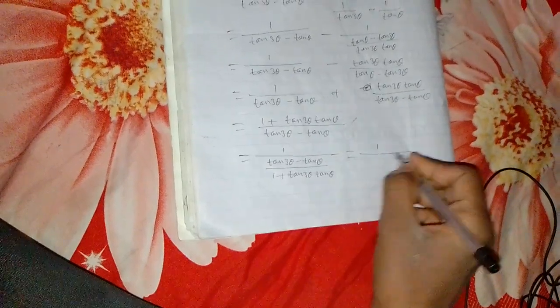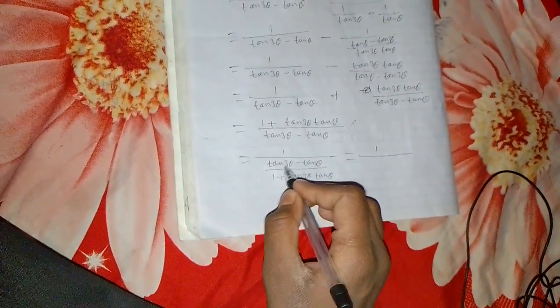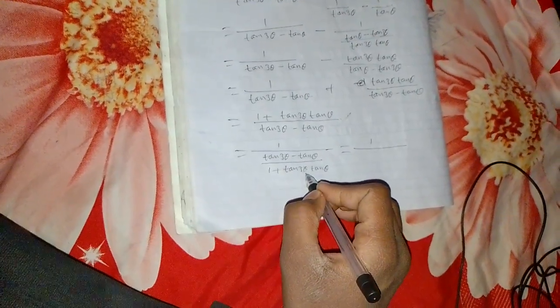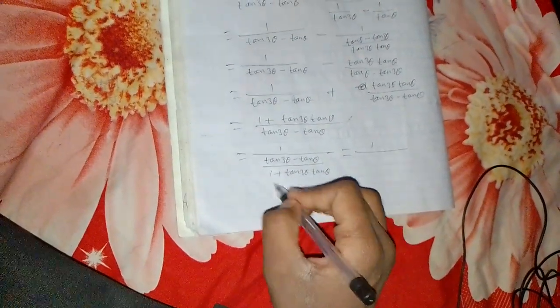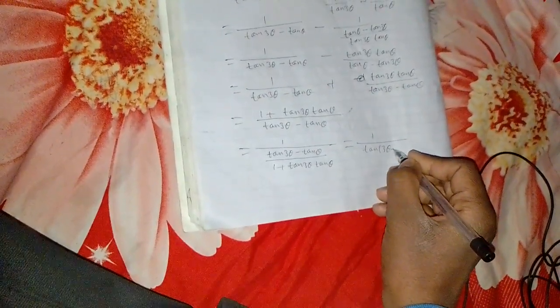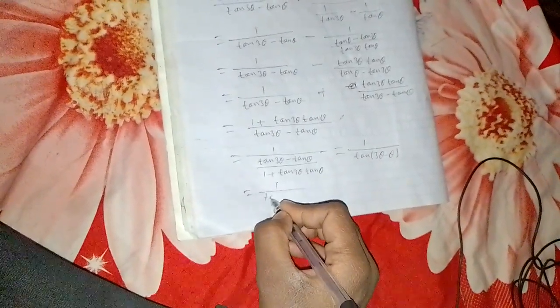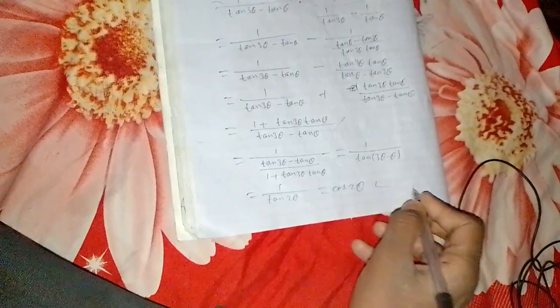Now this will be equal to 1 over, what formula do you see? Tan 3 theta minus tan theta divided by 1 plus tan 3 theta tan theta. This is surely tan of A minus B. So you can write this as tan of 3 theta minus theta. So this is indeed equal to 1 over tan 2 theta, which is cotangent 2 theta. And this is what we have to prove.